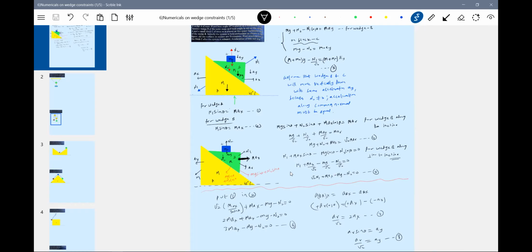Anybody, value of AR? N1, what do you write it as? AX by root 2. Substitute 1 in 3. Replace N1 in terms of AX. Then next step, AX we will write in terms of AR, and AY in terms of AR. We'll solve for that, we'll get AR. So what shall I do now? Put 1, 7, 8 in 3. We'll solve for that and get the expression for AR.